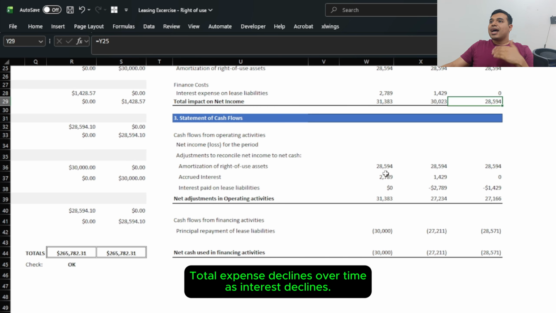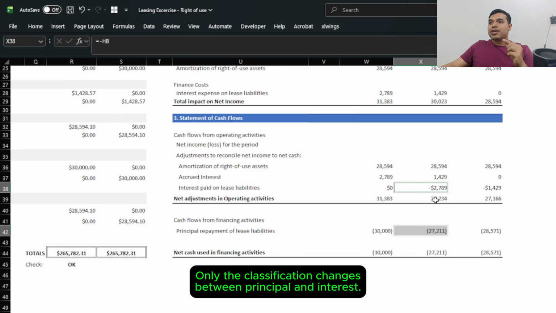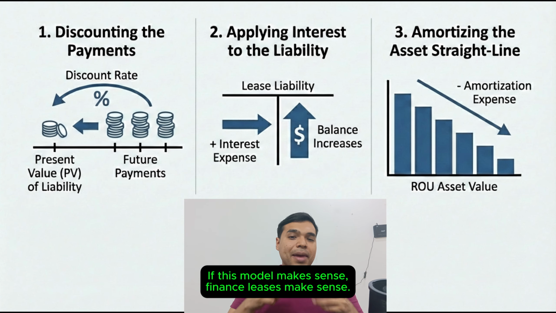On the cash flow statement, cash paid each year is $30,000. Only the classification changes between principal and interest. Every number in this file comes from three mechanics: discounting the payment, applying interest to the liability, and amortizing the asset straight line. If this model makes sense, finance leases make sense.